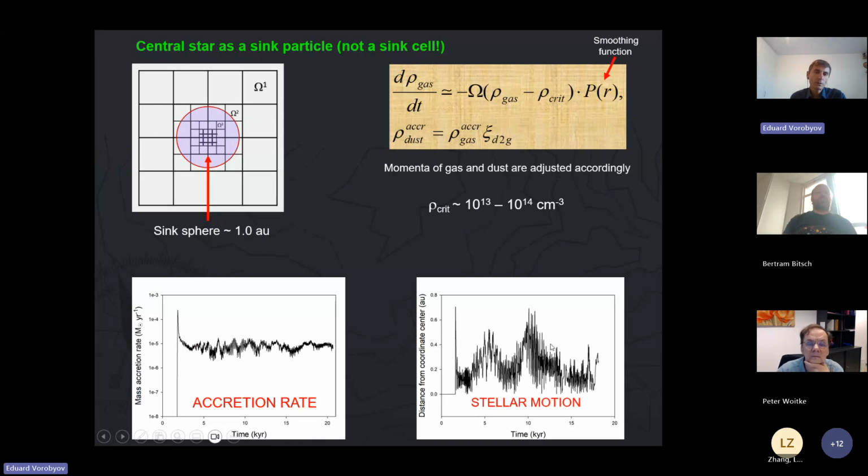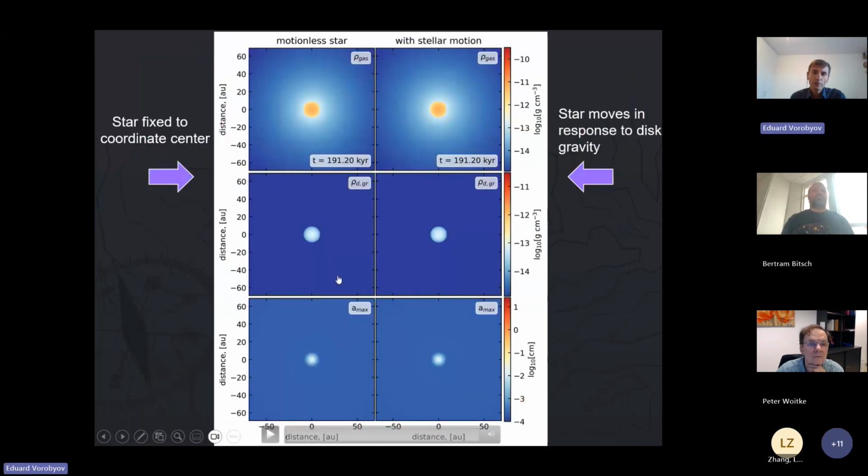But I also introduced stellar motion. So the star here is not nailed down to the coordinate center. It can move in response to the forming disk. And here you see its radial distance from the coordinate center, how it moves around. And it actually turned out important because it can significantly alter the disk evolution.